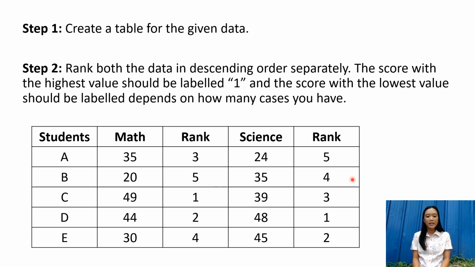In science, student D got rank first, student E ranks second, student C ranks third, student B ranks fourth, and student A ranks fifth.